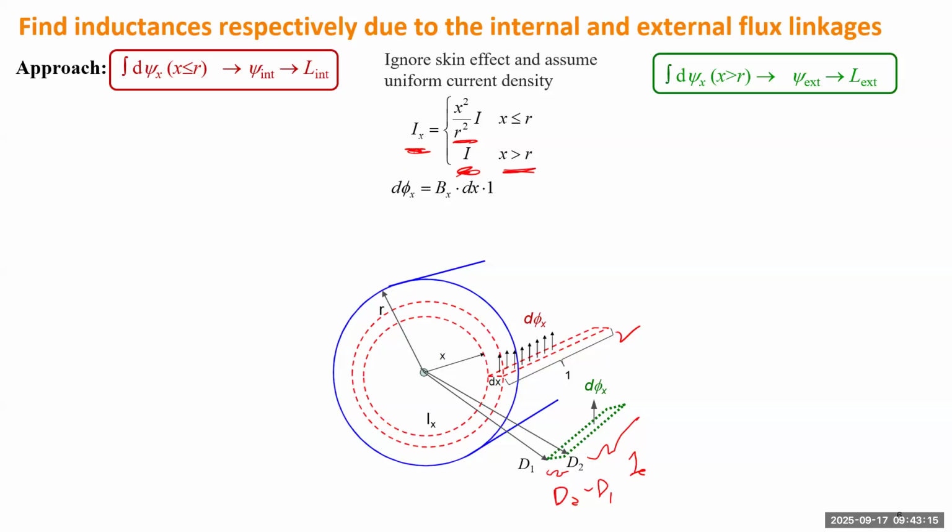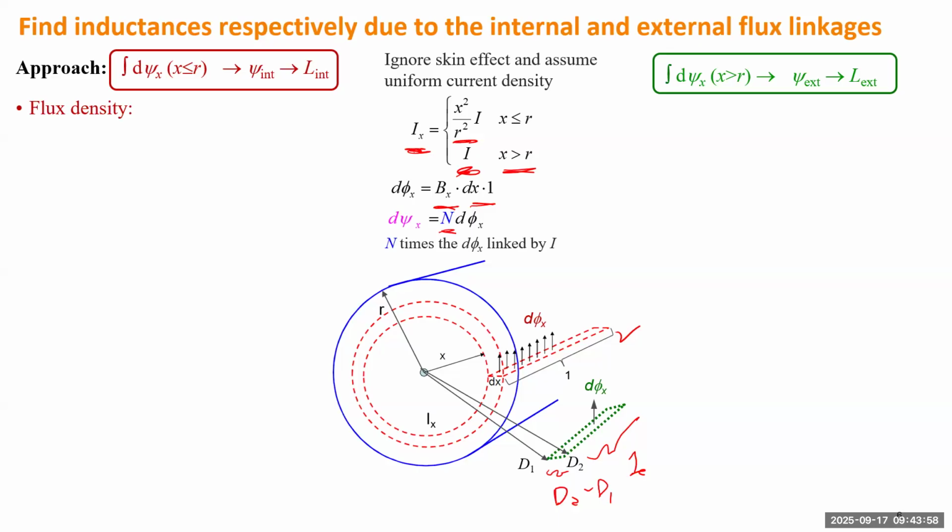So the flux of that small rectangular area will be equal to the flux density multiplied by the area. The area of that rectangular is basically just ds times 1, because we consider 1 unit length of the conductor. And for the flux linkage, we need to figure out how many n we need to use here. That n just means how many times the same current is linking the flux for the d phi x.